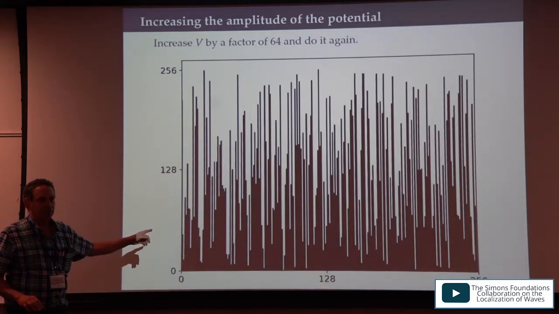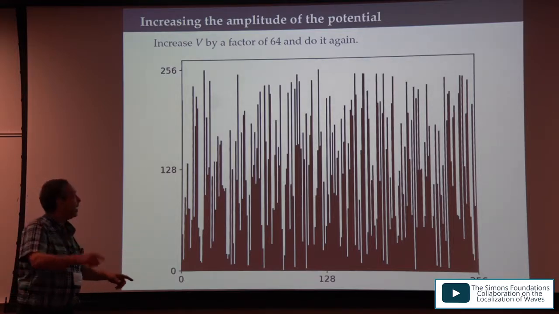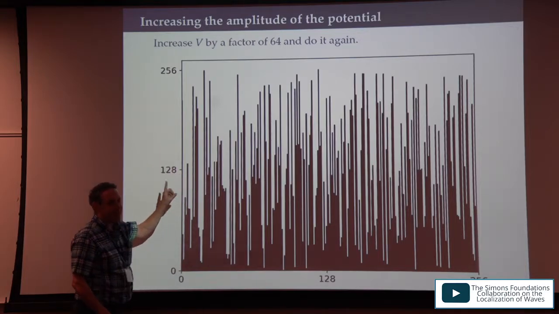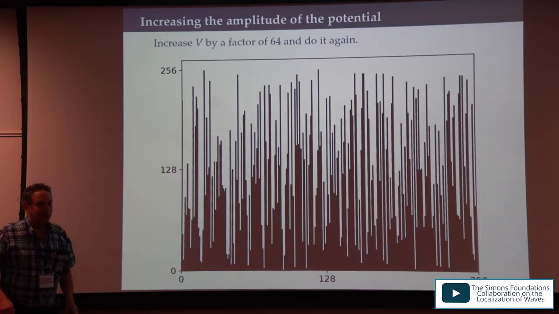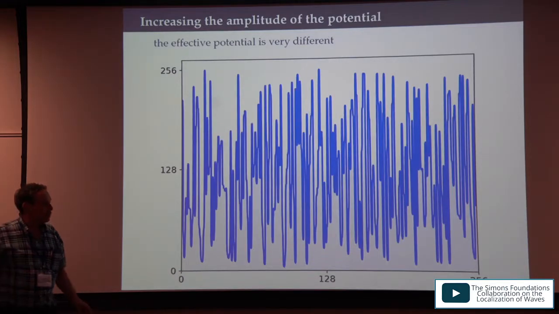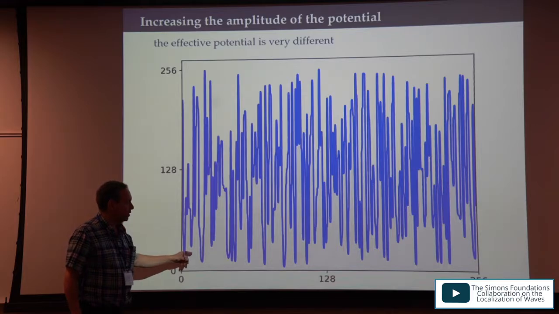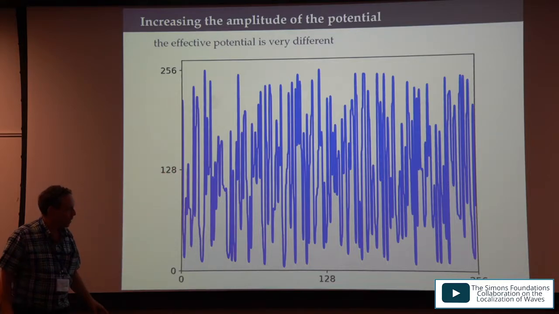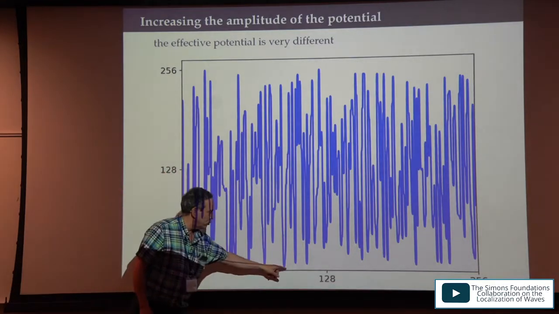This potential. He says it's the same, but he wasn't looking at the axis. There's much higher amplitude. Otherwise, it's the same. So we compute the landscape function, and the landscape or the effective potential looks totally different. It much more closely matches the real potential because of this high amplitude. It has a much different opinion of where the deepest well is.